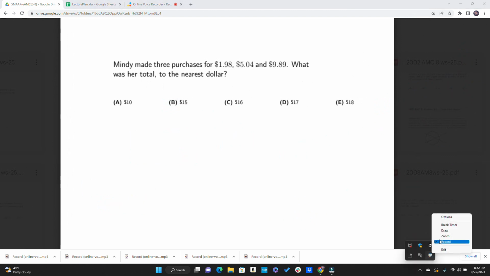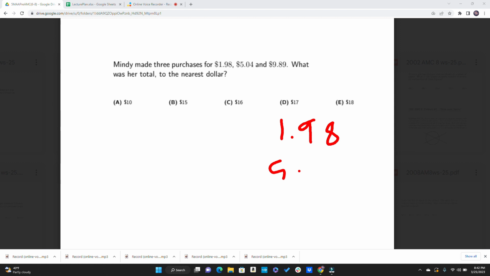Mindy made 3 purchases. What was her total to the nearest dollar? So basically, we just need to add up these 3 sums. Her total is going to be the amount she spent for each thing. All right, adding that up. Make sure to line up your decimal places.